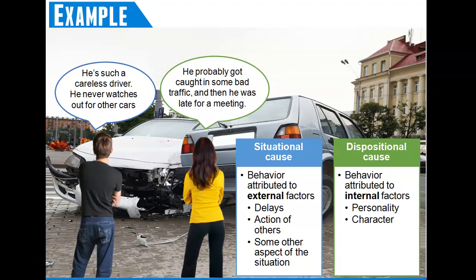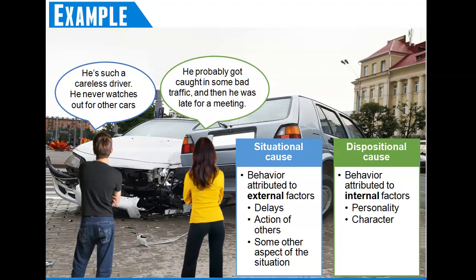It's saying the reason why this person got in a car accident is because of the person themselves. It has to do with who they are, and that's why they behave that way. Situational cause, on the other hand, is external. It's saying something outside of the person, oftentimes outside of the person's control.